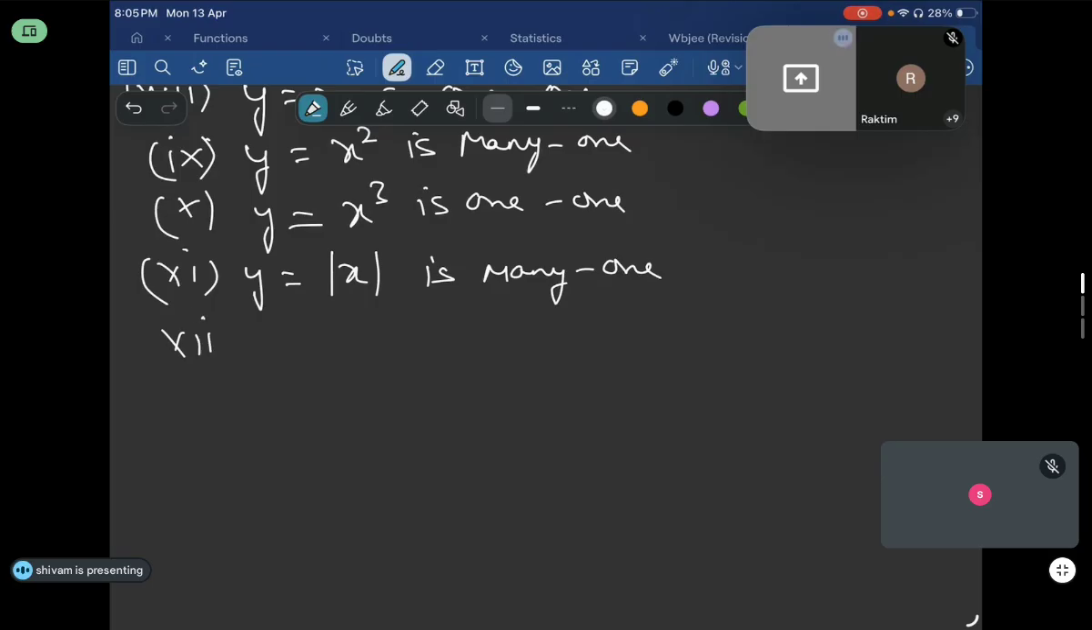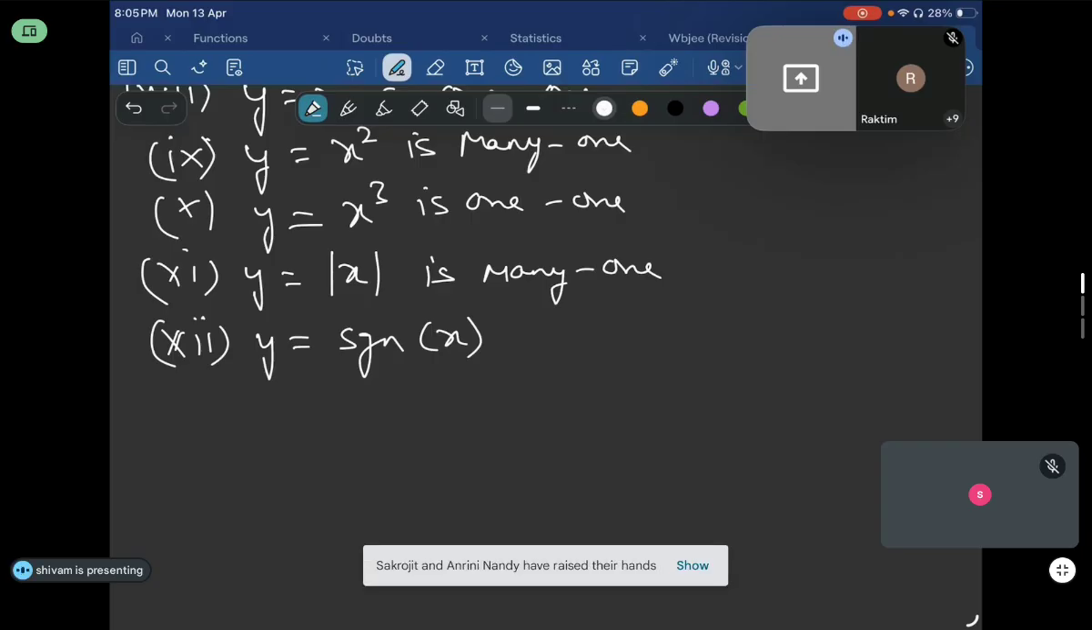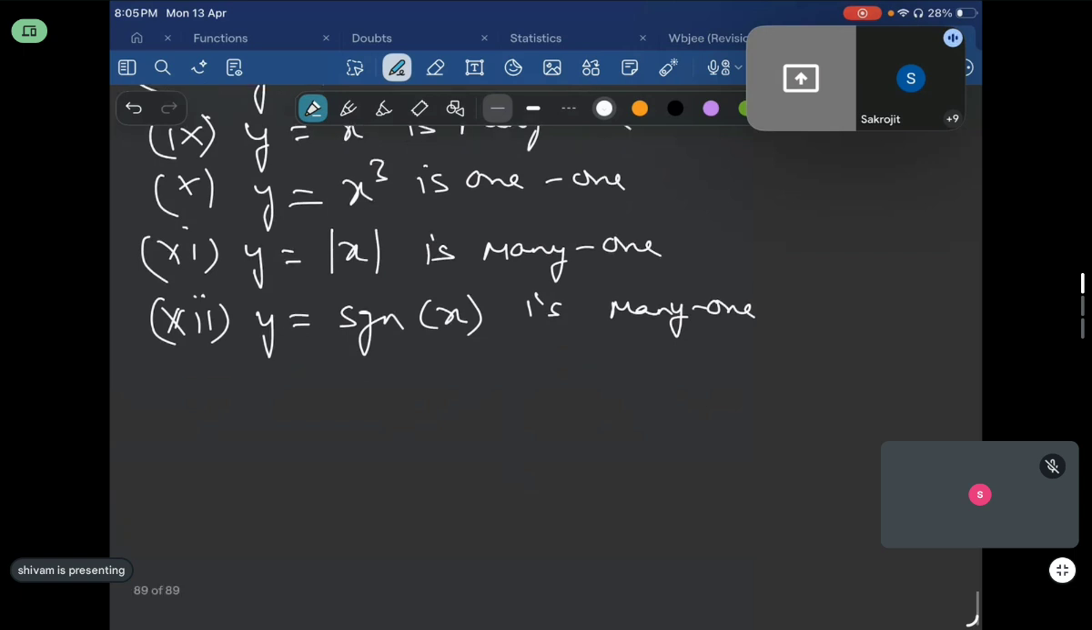Next. Number 12. y equal to signum function of x. One-one or many-one? Tell me. Yes, Socrates, tell me. So many-one. But sir, if you specify that signum x will give you the output as -1, in that case it will become one-one.